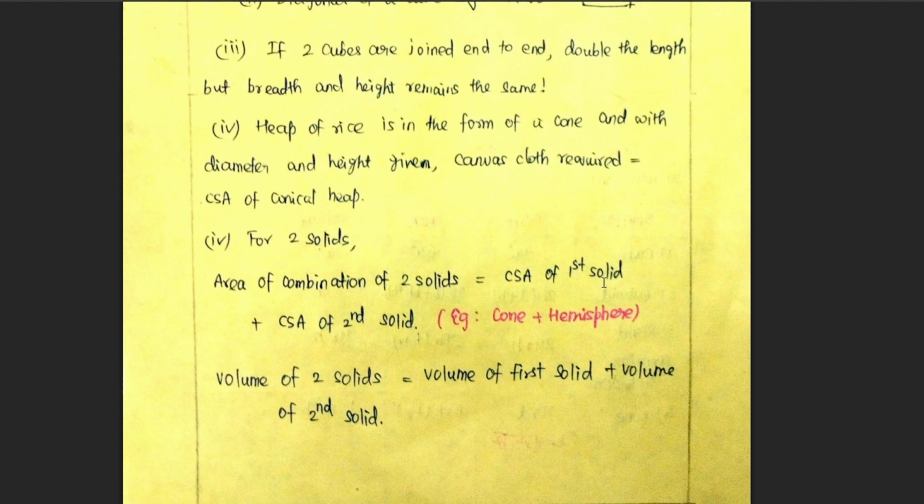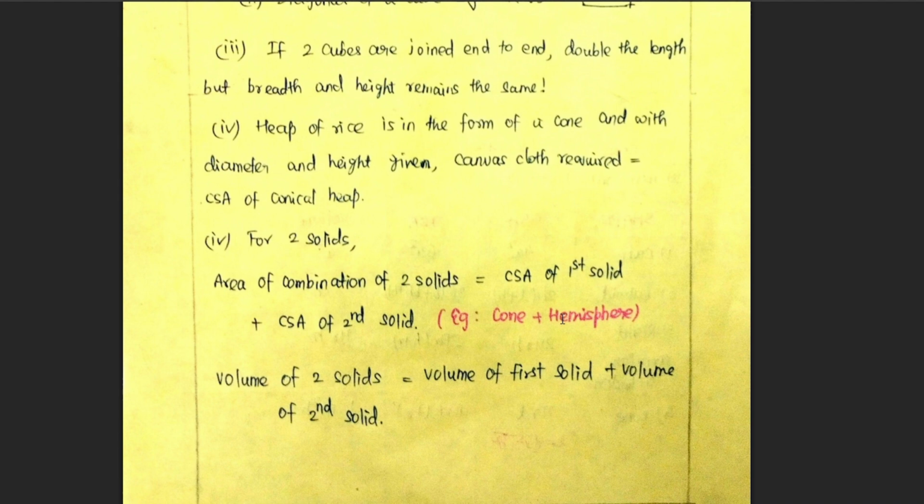They will give you separately the radius and the height of the cone. Using that you can find the slant height l, which is root of r square plus h square, and apply it in the formula and calculation. See, the calculations part you have to practice. Only the calculations part will make this chapter very tricky.